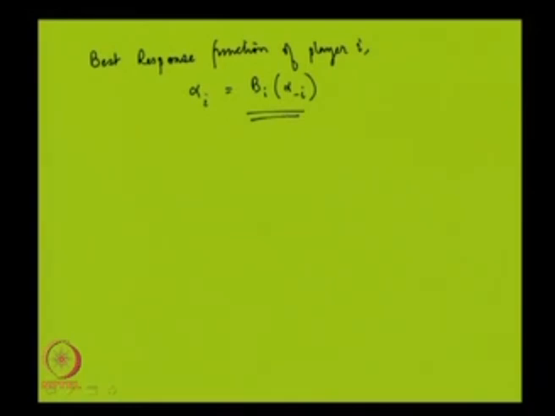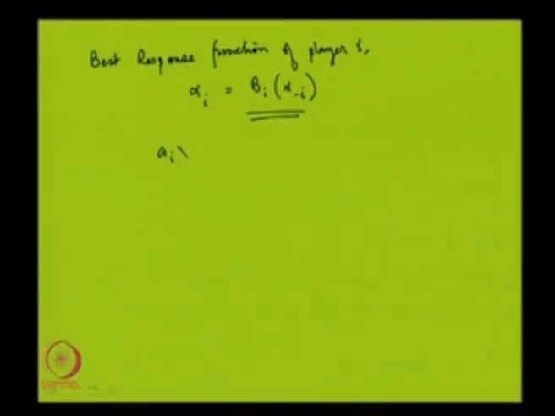alpha I, which means that the best response functions of players are not giving us some particular action, but they are giving us a mixed strategy. We are not saying A I, this is not what we are saying. We are saying alpha I, which is basically a mixed strategy, a probability distribution over the set of actions. And this again is a function of alpha not I. So it is not a function over action profiles, but it is a function over mixed strategy profiles. So that is it.